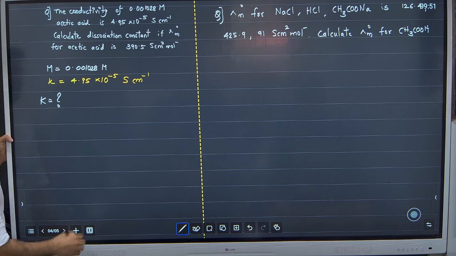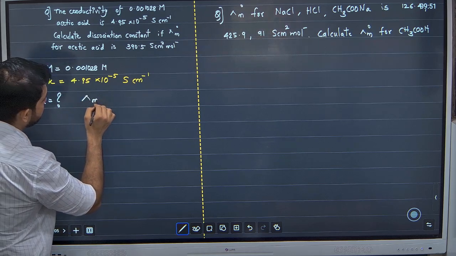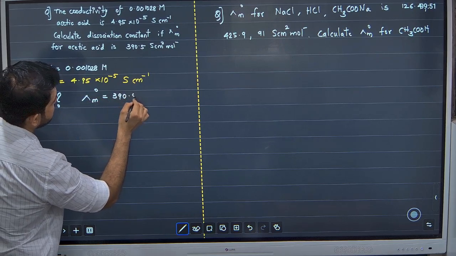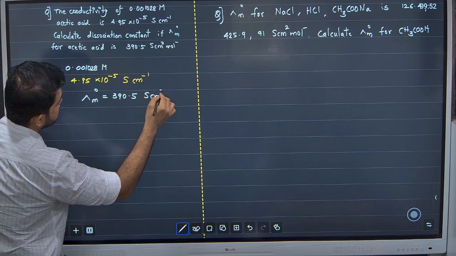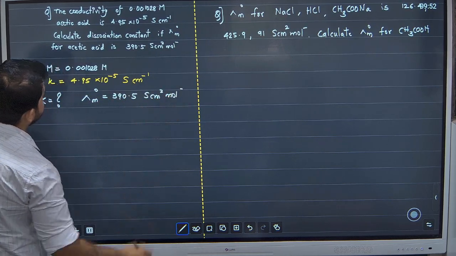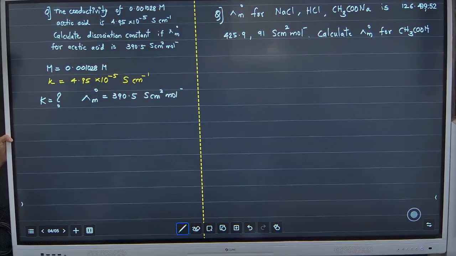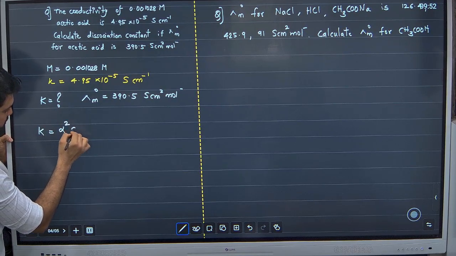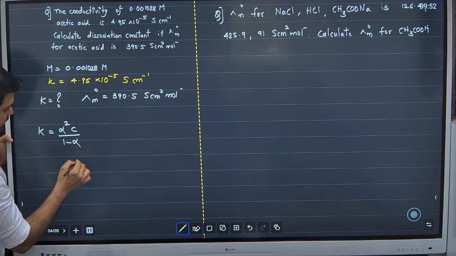What is lambda m naught? Limiting molar conductivity. How much is the limiting molar conductivity given? 390.57 centimeter square mole inverse. What is the formula for K? Excellent. Alpha square C upon 1 minus alpha.